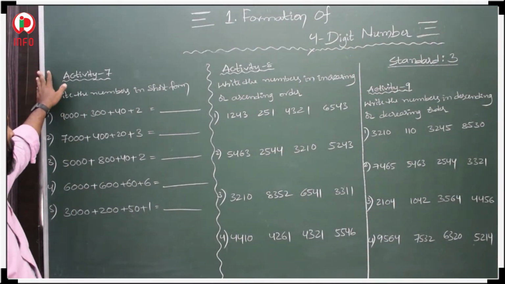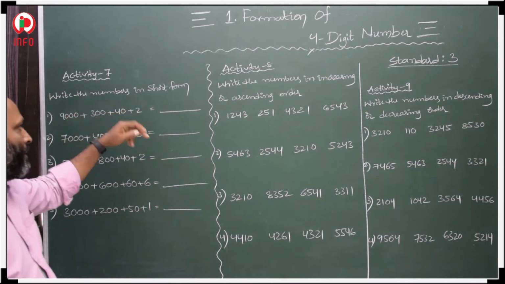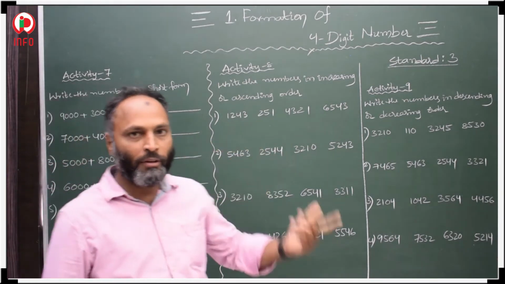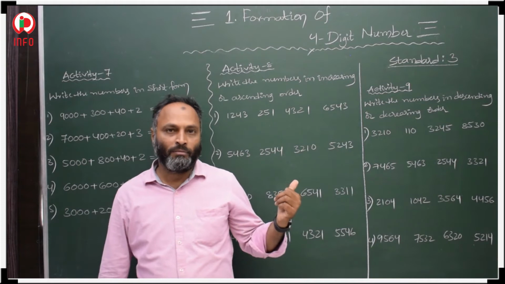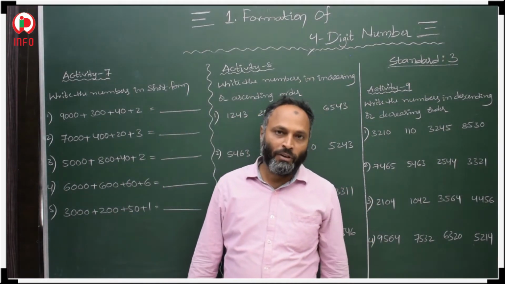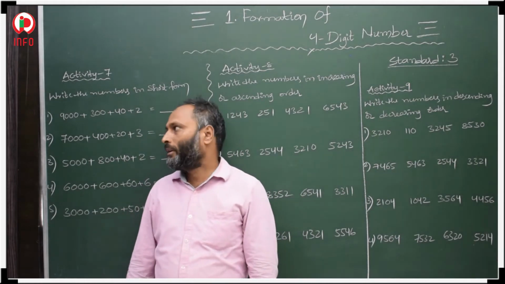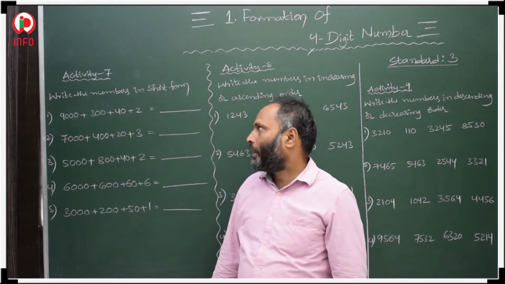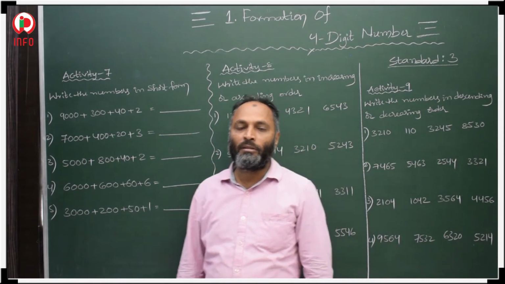Now, in activity 7, we have to write the numbers in short form. Before, what did we write? Expanded form. The numbers were given in short form, and we converted short form into expanded form. Here, the expanded form is given, so we have to write this expanded form into short form.